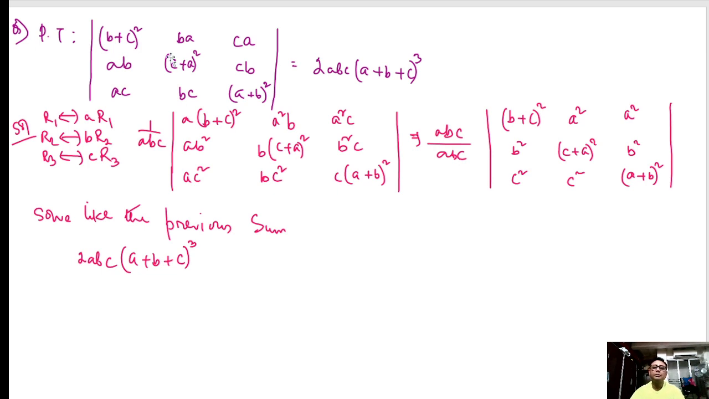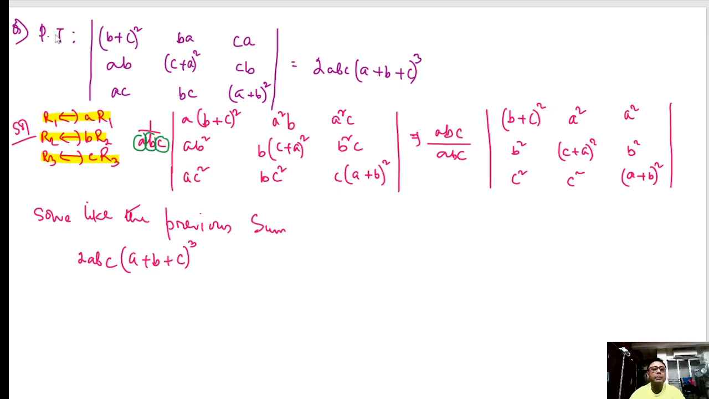Next, this is what we have to prove. So we are applying the operations. In R1 we are doing A times R1. In R2 we are doing B times R2. In R3 we are doing C times R3. So we have to adjust them. That's why 1 by A, 1 by B and 1 by C are multiplied.